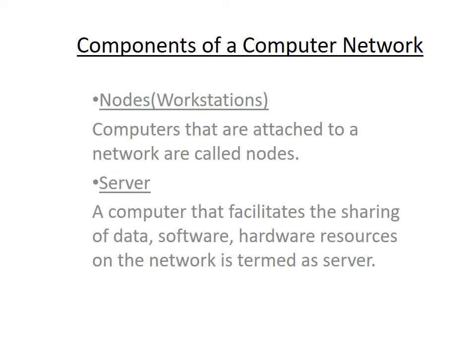Components of a computer network, or in other terms, elementary terms related to the computer network. One such term is nodes, otherwise known as workstations, clients, terminals, etc. Computers that are attached to a network are called nodes or workstations or terminals or clients. Other term, server. What do you mean by a server? A computer that facilitates the sharing of data or software or hardware resources on the network is termed a server.